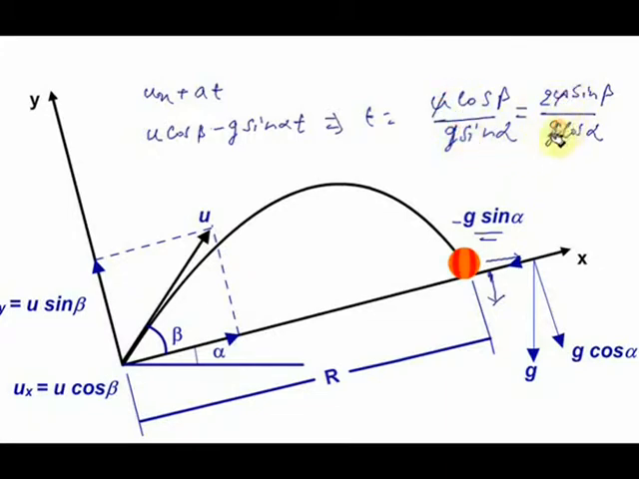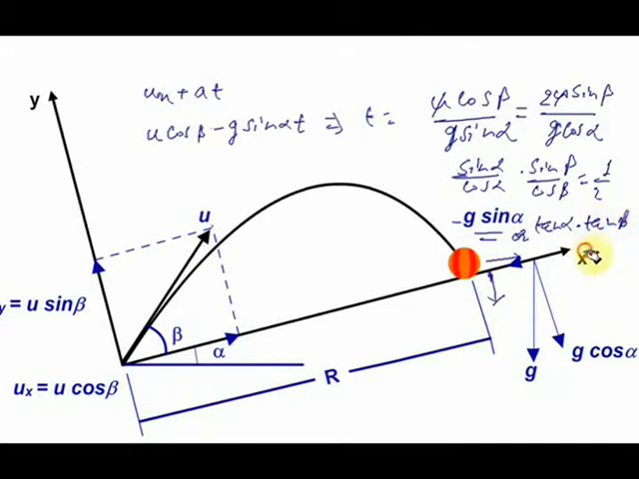So from here we can cancel out u and g, so we get sin alpha by cos alpha into sin beta by cos beta is equal to 1 by 2, or tan alpha into tan beta is equal to 1 by 2. So this is the condition for which the projectile will hit the inclined plane perpendicularly.